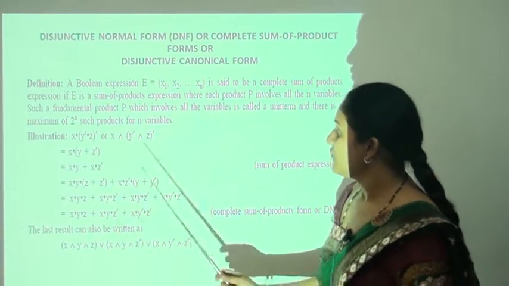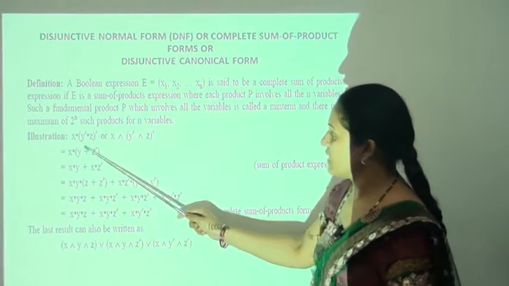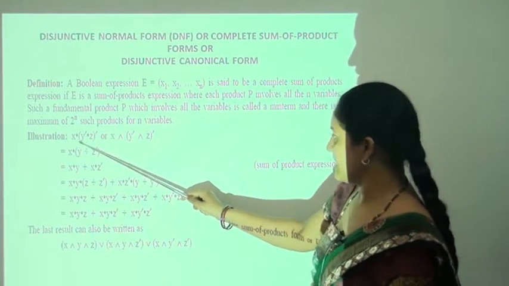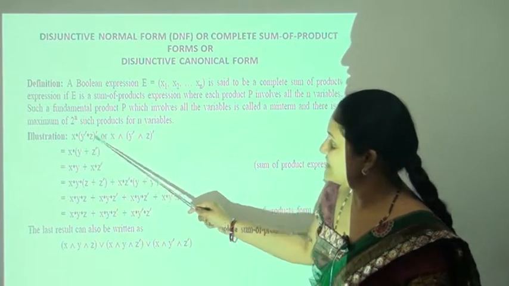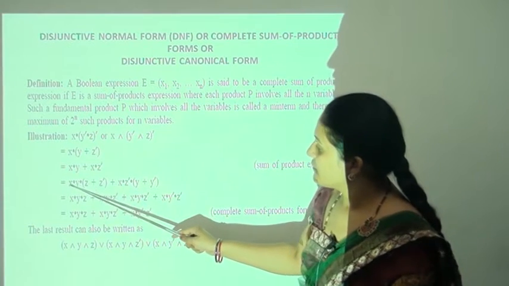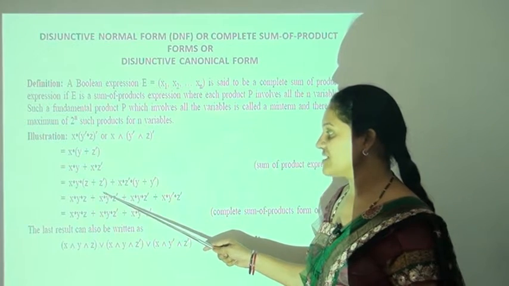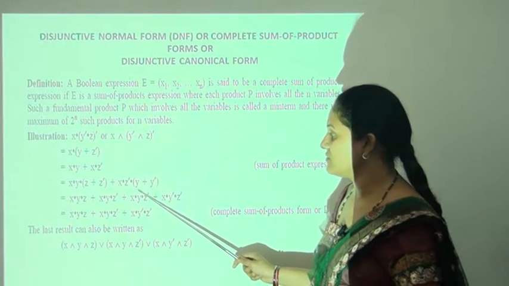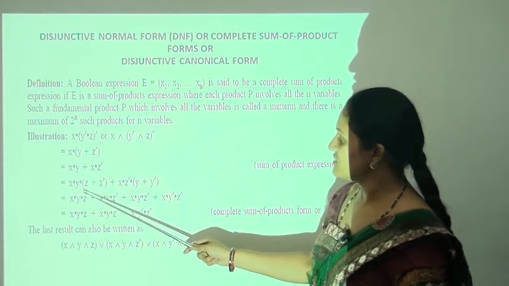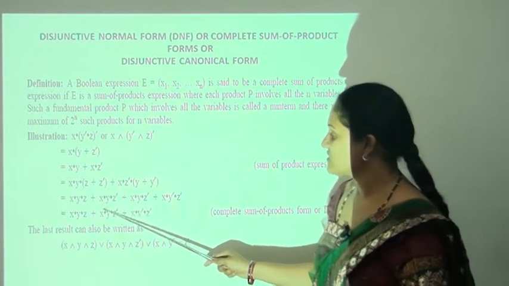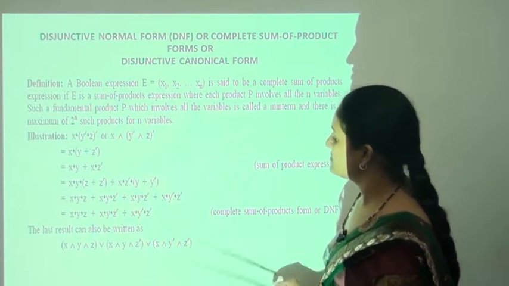Now from this we have to make 2 to the power n number of terms. Here there are 3 terms. So we can write x, y, z as x·y, and write 1 equal to z plus z dash, and 1 equal to y plus y dash. So this is the distributive law: x y z dash, x y z, x z y dash, zx.